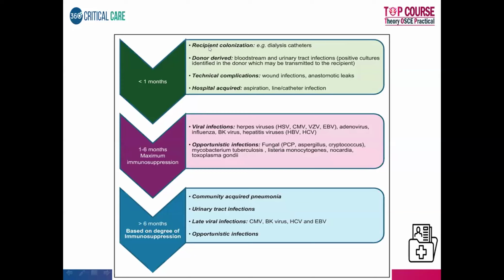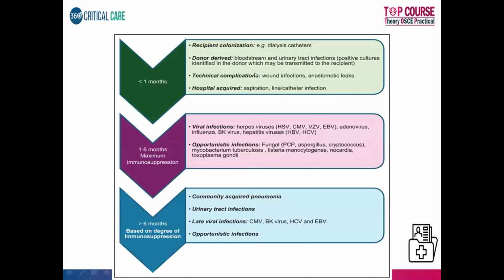Second, donor-derived infections. This could be bloodstream or urinary tract infections. Technical complications, like wound infections, anastomotic leaks, or hospital-acquired infections like aspiration, line, or catheter infections. These are most common in the first month post-transplant period.